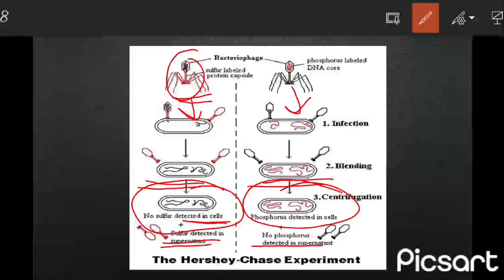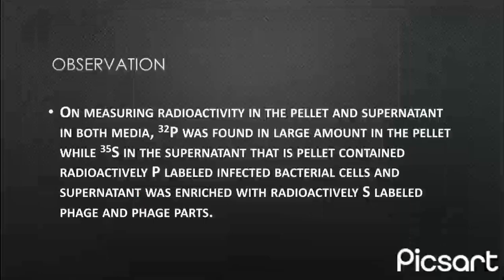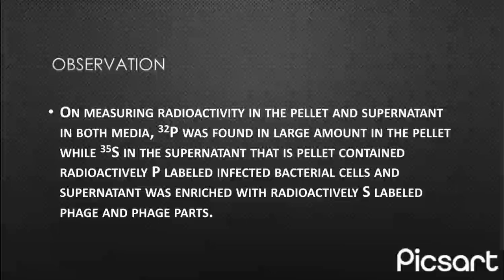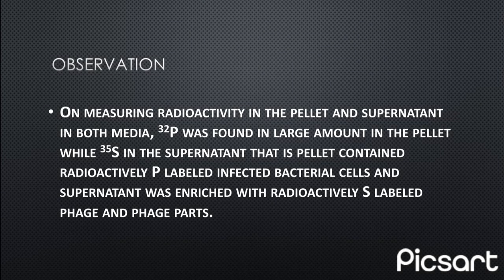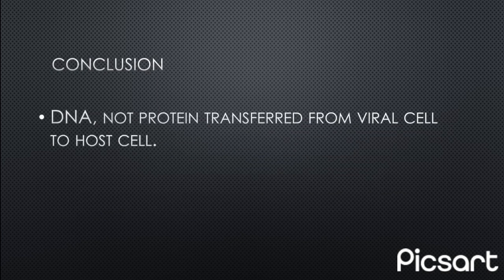Thus, no phosphorus was detected in the supernatant, and hence it was observed that when radioactivity was measured in the pellet and supernatant of both media, 32P phosphorus was found in large amounts in the pellet, not in the supernatant part. Thus it was concluded that DNA is transferred from the viral cell to the host cell, not proteins.